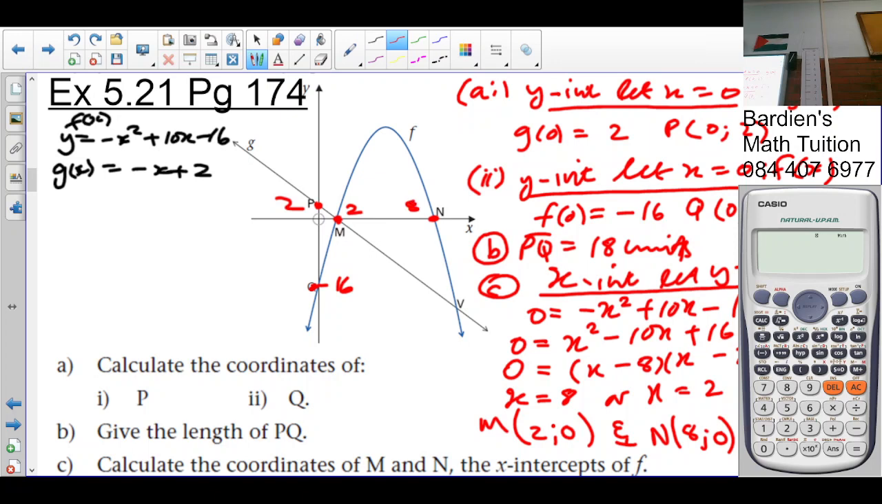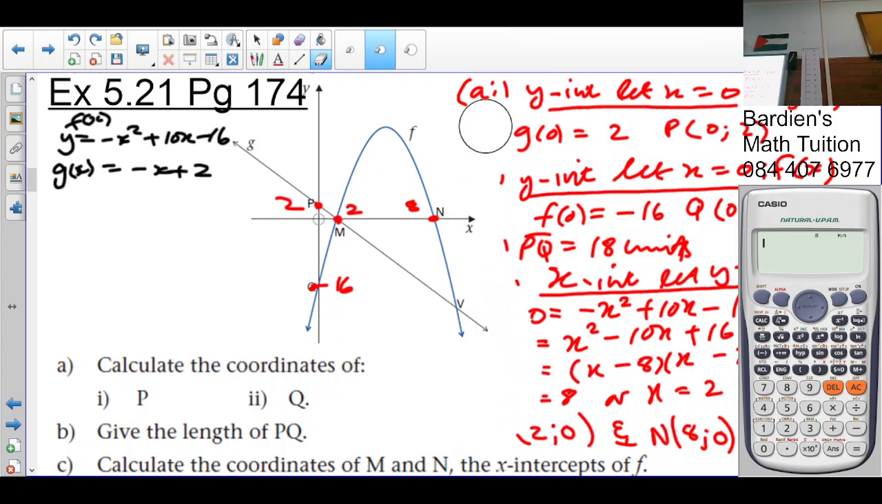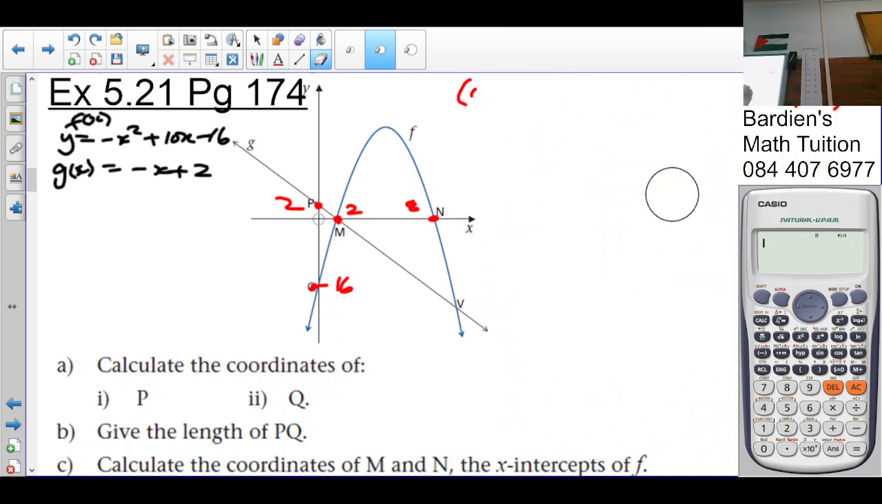Also note that as I calculate different things on this diagram, I start populating this diagram. Okay? As I do in geometry as well. No?